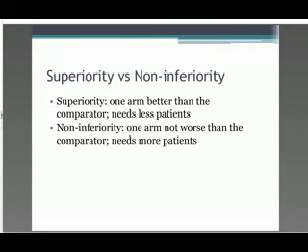Another term: superiority versus non-inferiority. This is a subtle point, but it does come up fairly frequently. A superiority trial means that one arm is better than the comparator, and tends to need fewer patients to statistically prove this. A non-inferiority trial means that one arm is not worse than the comparator and tends to need more patients.